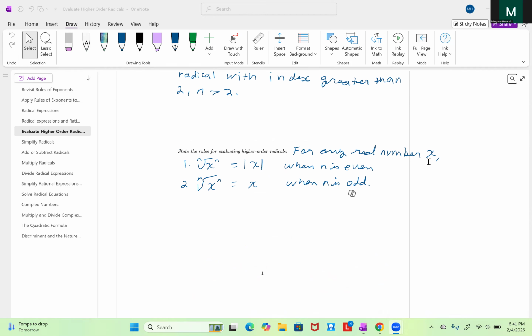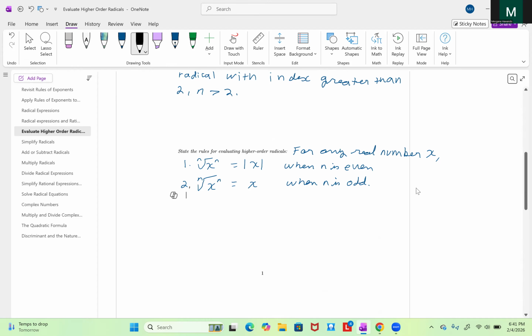For any real number x, 1, the nth root of x to the power of n is equal to the absolute value of x when n is even. Number 2, the nth root of x to the power of n is equal to x when n is odd. So x could be any real number. So when n is odd, then we don't need to use an absolute value. If n is even, then we need to use an absolute value.